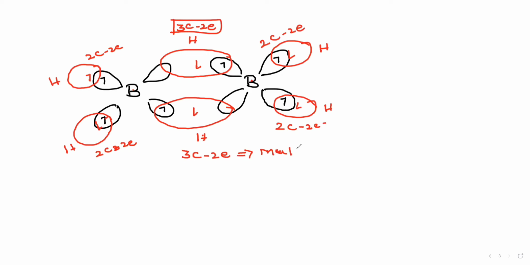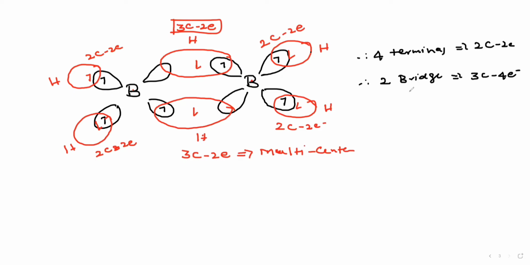Yes or no? This is called a multi-center bond. Understand? What is the total result in this case? In this case, 1, 2, 3, 4 terminal, right? The 4 terminal. Then this is a bridge, okay? This is a bridge. Therefore, how many bridges? 2 bridges. The 4 terminal bonds are 2 center 2 electron, and the 2 bridges are 3 center 2 electron bonds. Understand? This 3 center 2 electron bond is known as electron deficiency. Very important. Please note.